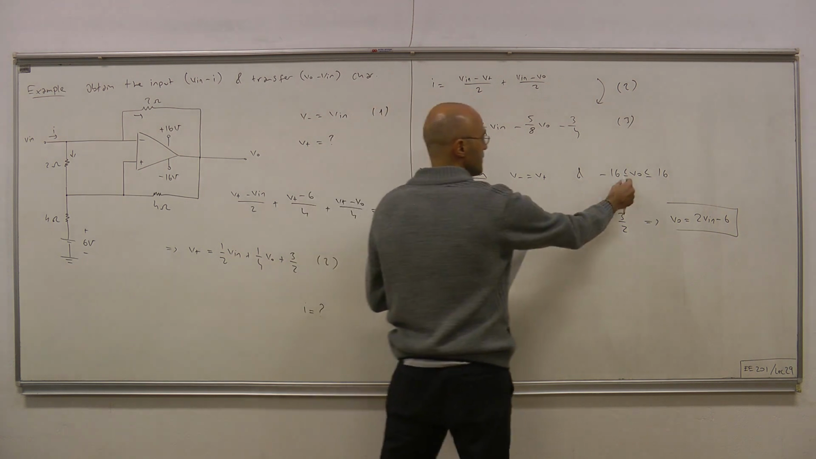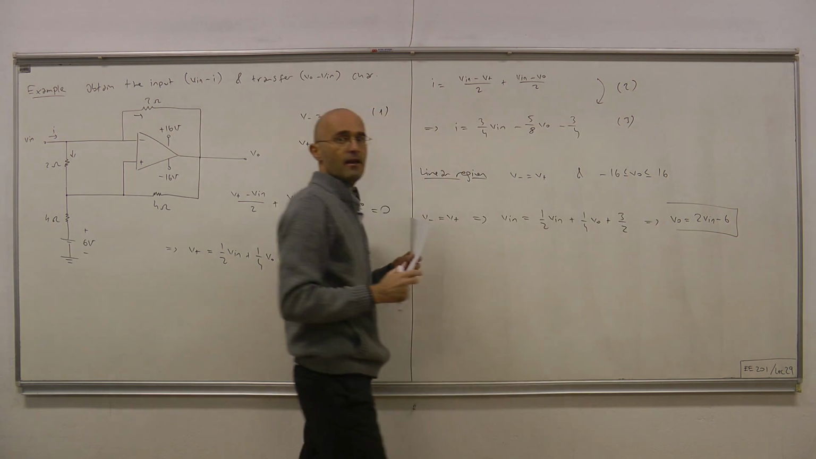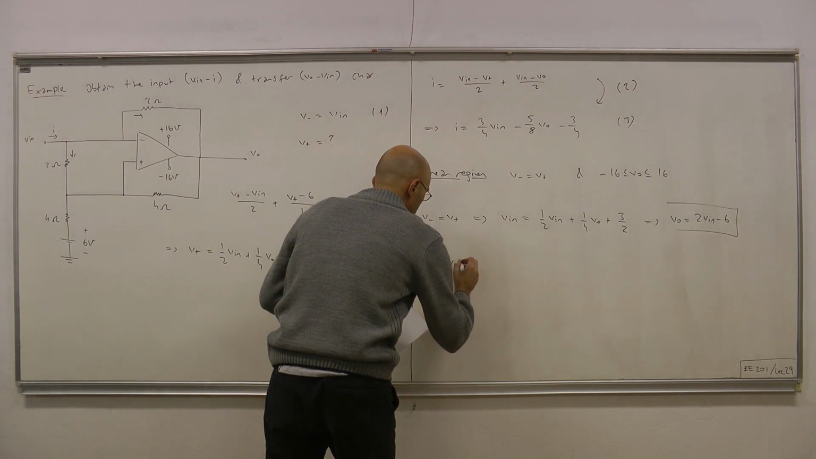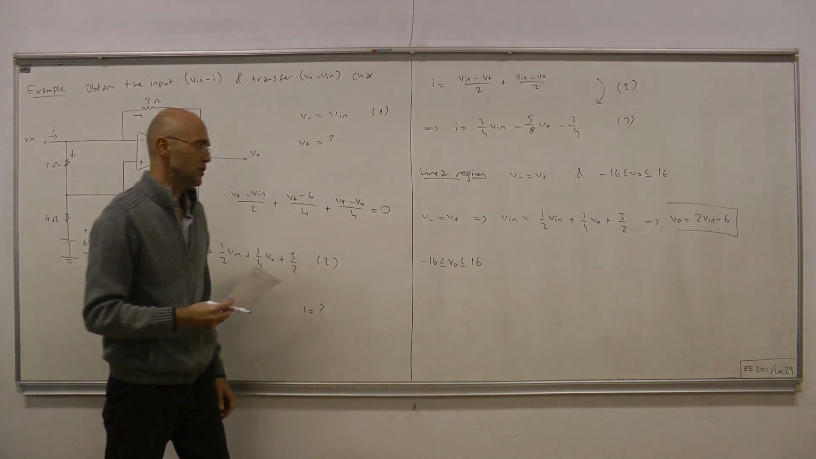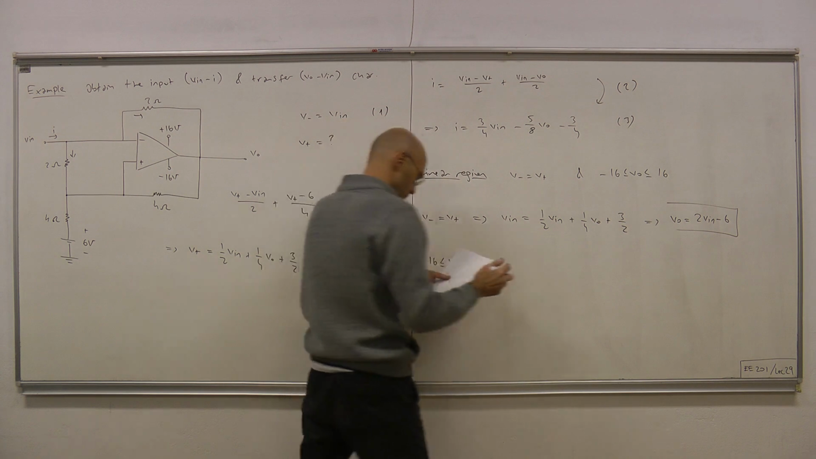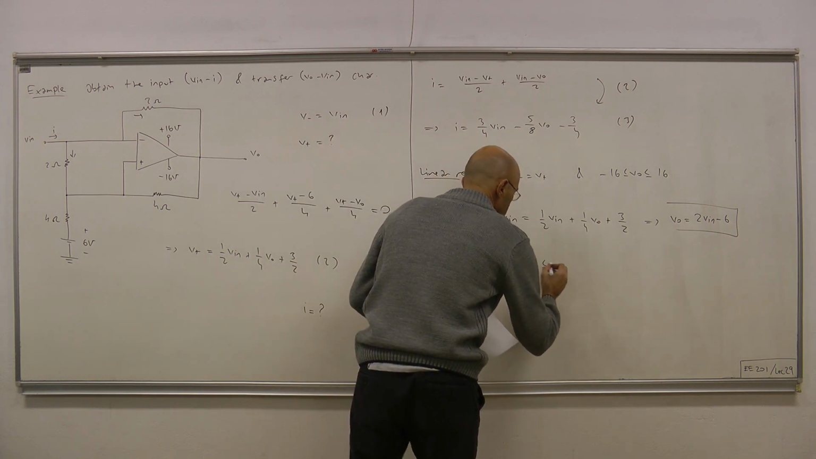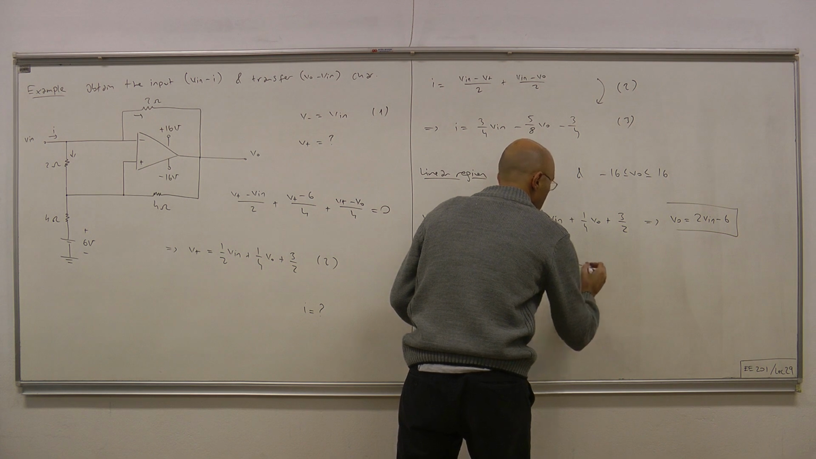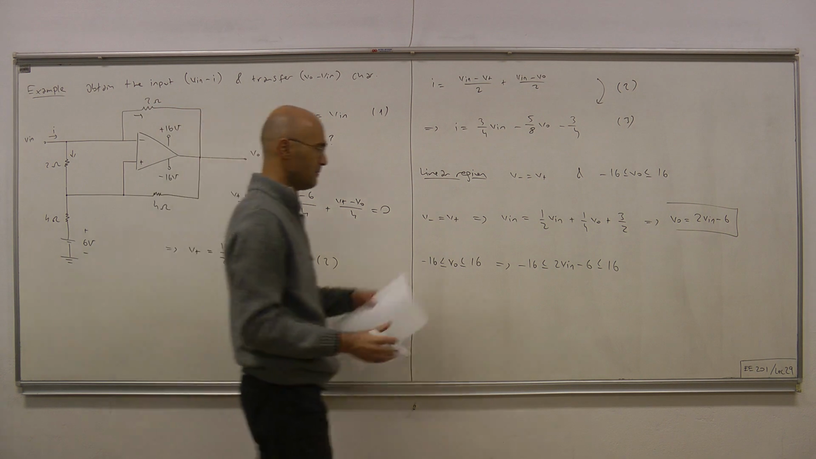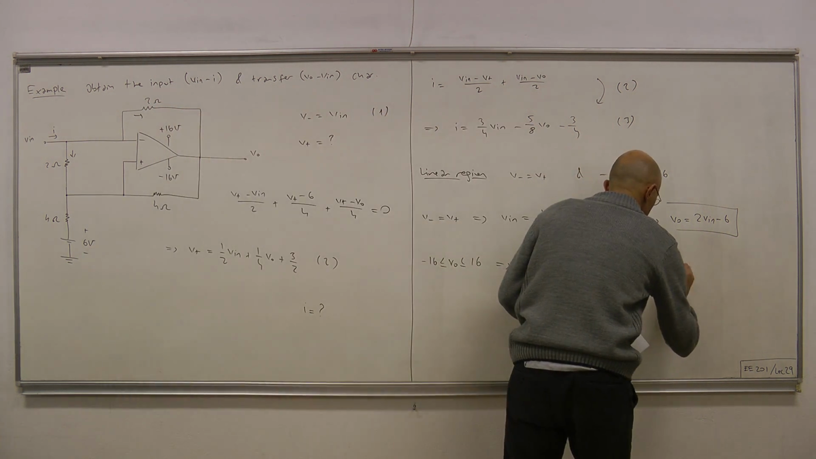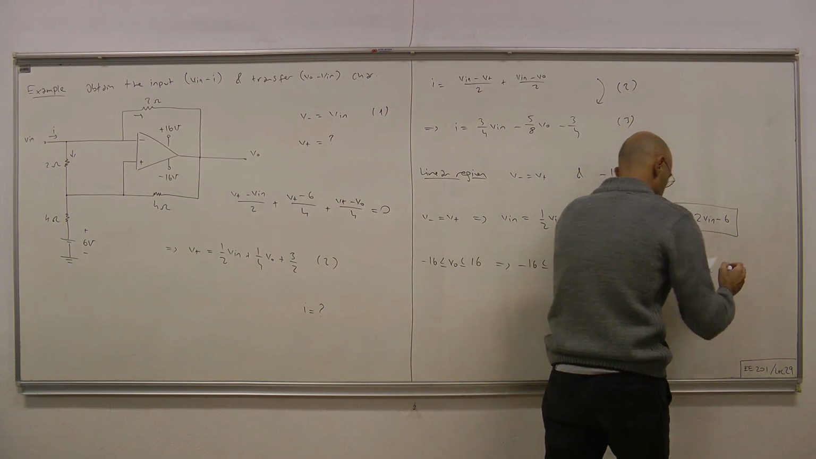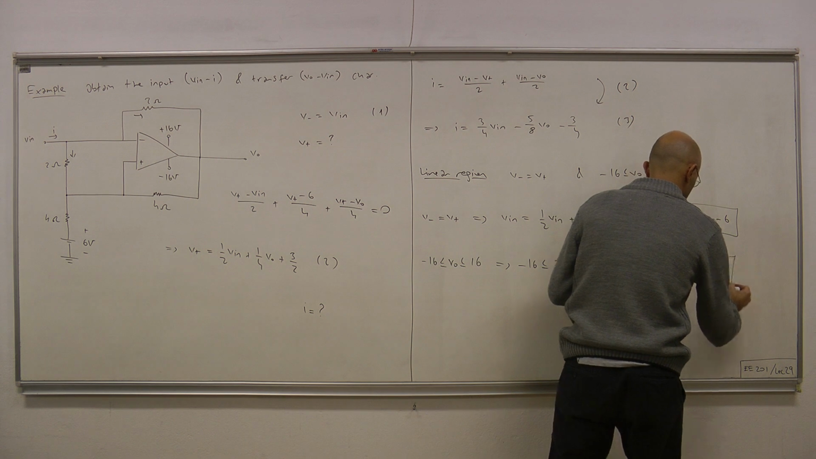Now let's figure out the condition under which that relation is valid. Minus 16 less than or equal to V out less than or equal to 16. So this is the condition. Now we know V out in terms of V in. So minus 16 less than or equal to 2 V in minus 6 less than or equal to 16, and that yields minus 5 less than or equal to V in less than or equal to 11.